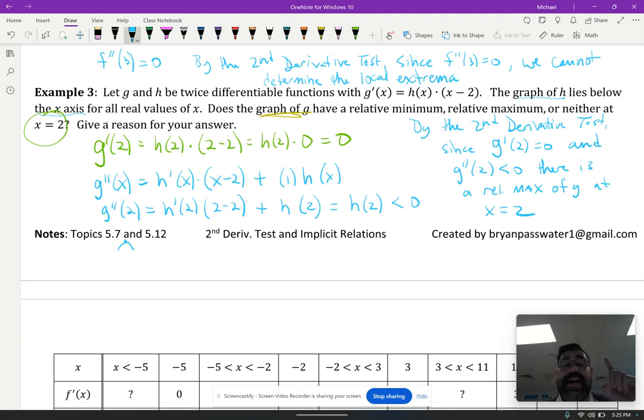I checked to see if I had a critical value. I did. And then I checked that critical value into the second derivative to determine the concavity, because if it's concave up, I'm going to have a relative minimum. If it's concave down, I'm going to have a relative maximum. It turned out to be negative, so it's concave down. That's how I knew that it was a relative maximum. But that only works if I know that the point that I'm checking is a critical value, if the first derivative is equal to 0.